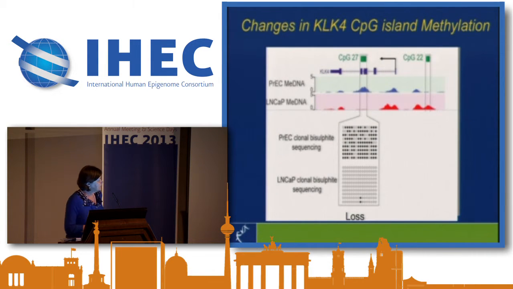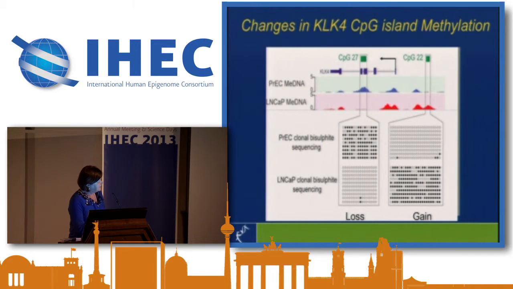So to look at this in a little bit more detail, this is the kallikrein 4 gene. These are the 2 CpG islands. This is the methylation data from normal prostate cells, and in this particular case, LNCaP cancer cells. And as you can see here, there clearly is a loss of methylation, which we validated with bisulfite clonal sequencing. But when we look at the upstream CpG island, this upstream CpG island had indeed gained methylation, and it was this combination that was associated with activation of kallikrein 4.